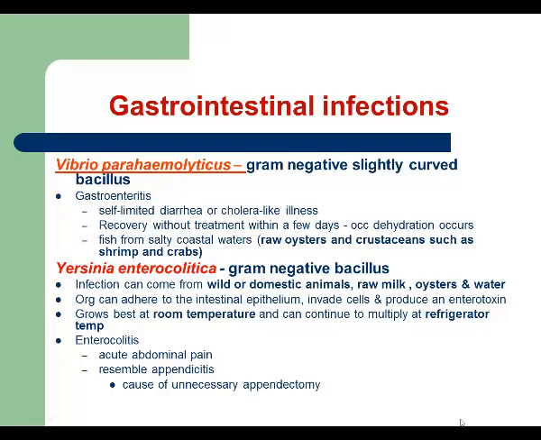Yersinia enterocolitica causes enterocolitis with abdominal pain. Actually, the symptoms of infection are very similar to symptoms of appendicitis. And today, surgeons believe that a lot of appendectomies were actually not necessary, because actually there was this GI tract infection caused by Yersinia enterocolitica.